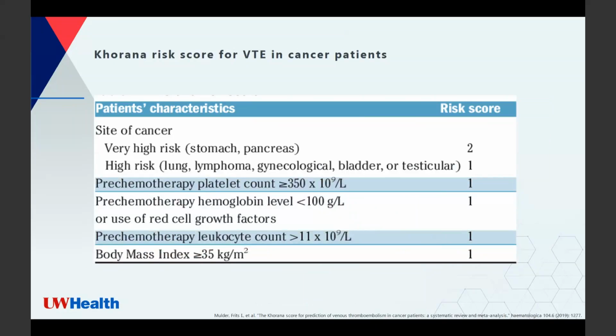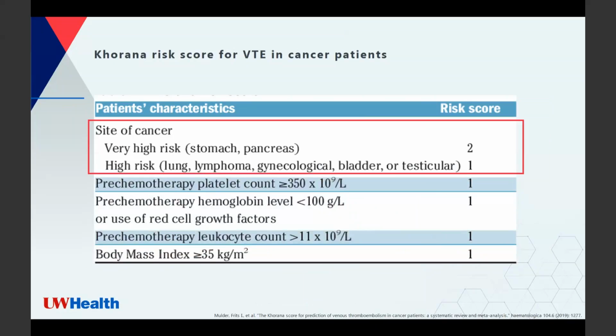And although the scope of this presentation is treatment of cancer-associated thrombosis and not VTE prophylaxis, I did want to briefly show the Khorana risk score, which is a well-known risk stratification tool that assesses VTE risk in cancer patients to help guide which patients would benefit from VTE prophylaxis.